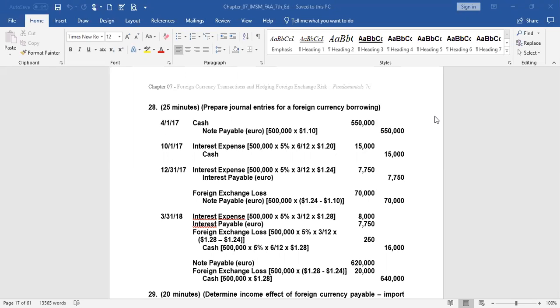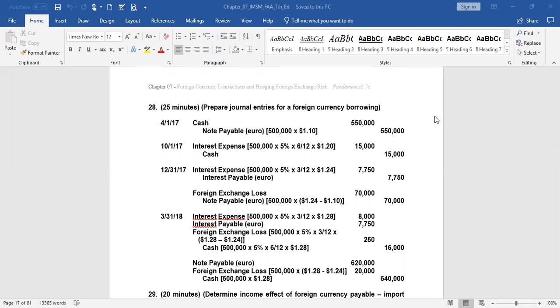How much cash are we actually paying? 500,000 euros times 5% times 6/12. That gives us the number of euros. Now convert that to dollars. The conversion rate on March 31st is $1.28, $16,000. Finally, we also need to pay off this loan. How much are we paying off? 500,000 euros times the conversion rate on March 31st of $1.28. $640,000. So that's why we're crediting the cash $640,000.